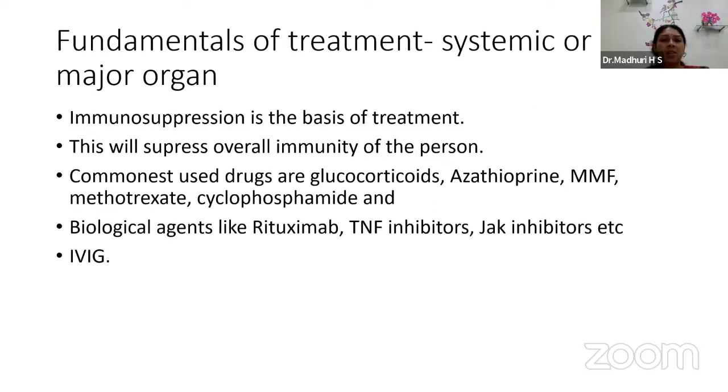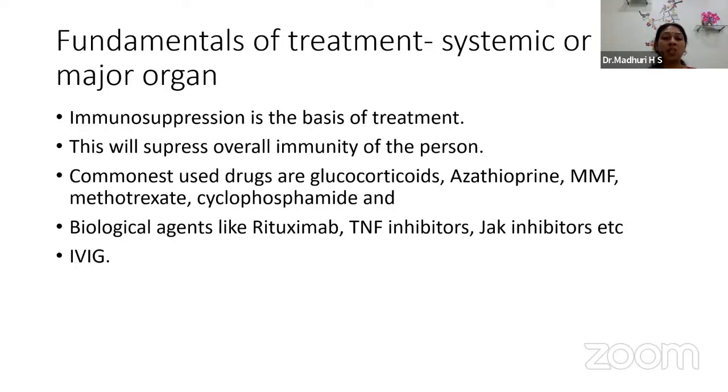Then there are some fundamentals for treatment of systemic autoimmune diseases. Even if it is not a multi-system disease, if it is only a major organ-involving disease, still immunosuppression will be required. So immunosuppressant drugs are the basis for treatment. They will not just suppress the immune disorder which is causing the disease, they will cause generalized immunosuppression, most of these. Only the targeted antibodies may cause a particular immunosuppression.